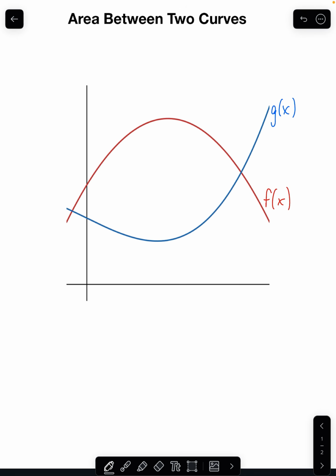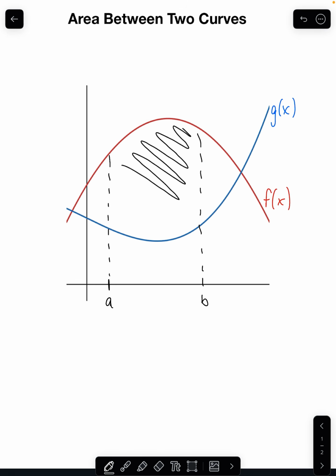That is to say, given these functions, f of x in red and g of x in blue, is it possible, on the interval from a to b, to find the area of the region in between them? And the answer is yes, through actually some simple geometry, some simple arithmetic.